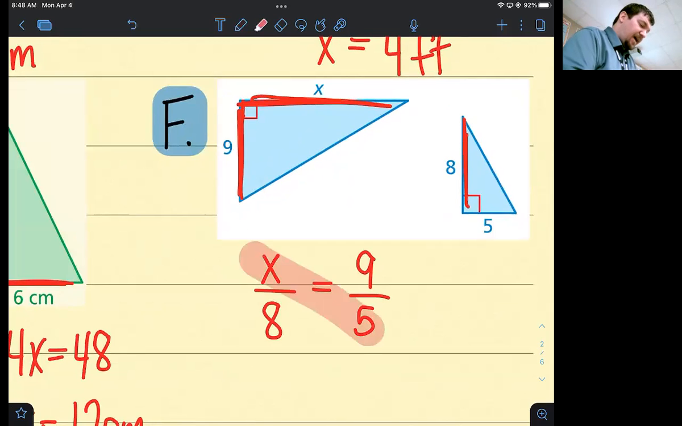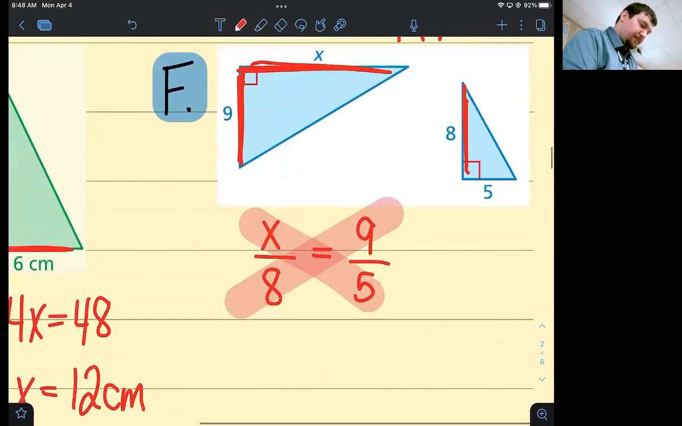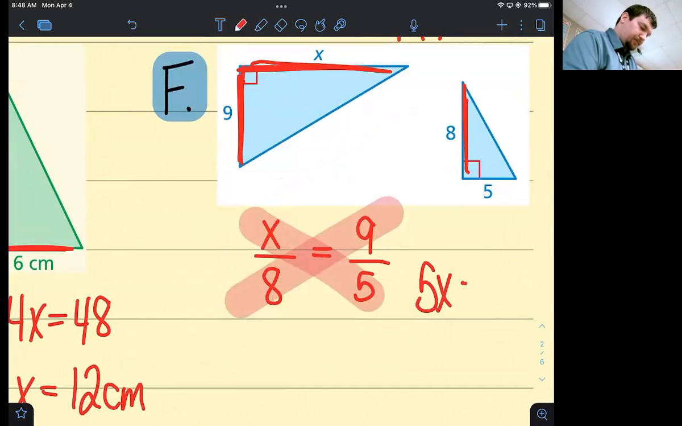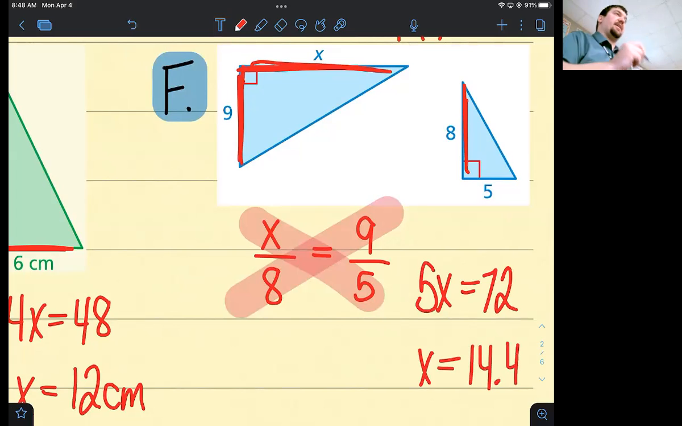This one's going to give you 5X. And what's 9 times 8 again? 72. 72 divided by 5. Okay, so it's okay to not get a whole number. So you can get a fraction or a decimal answer, that's fine. This one doesn't have a label, I guess. We'll just leave it as 14.4.